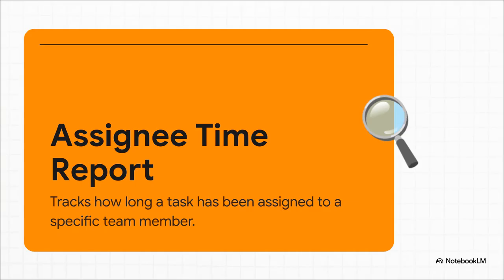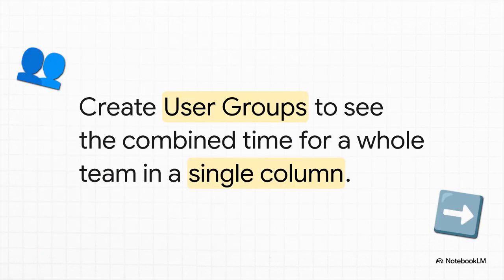So, the assignee time report. Well, it does exactly what it says on the tin. It adds up the total time an issue is assigned to a specific person. It's how you see who's working on what and for how long. It's perfect for making sure the work is spread out evenly, and you've got the right people on the right tasks.